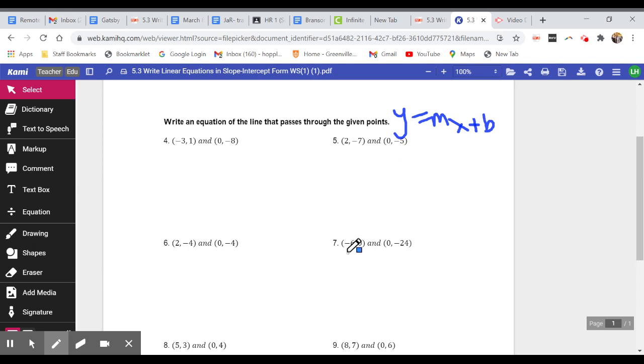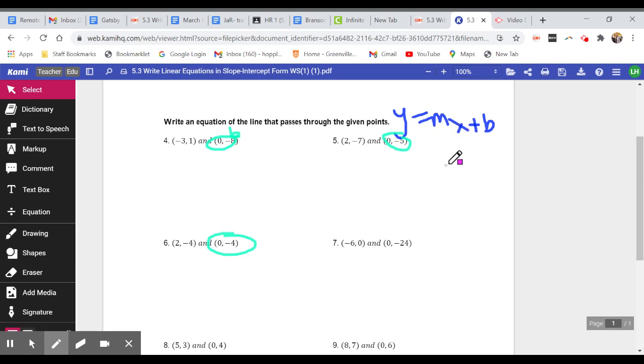So when you're given the point, it is always going to be 0, something. And if you look at problems 4 through 9, for example, in number 4, look at our point here, 0, 8. Number 5 is 0, 5. Number 6 is 0, negative 4. So I know that this y number is always going to be my b in my equation, which means I need to figure out my slope.